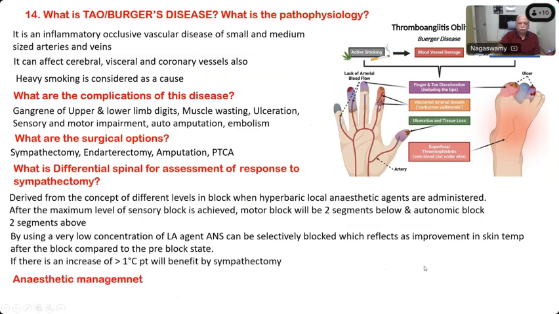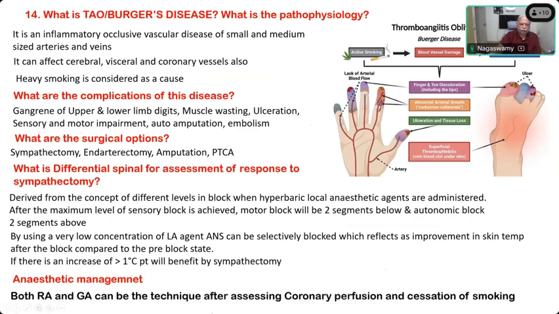What is the anesthetic management you can think of? The choices of anesthesia, because they are all in the peripheral portions. You are just planning for a sympathectomy or an endarterectomy only. Commonly, only two things, regional or GA. Both RA and GA can be the technique, assessing coronary perfusion, because I said here the coronaries also can be involved.